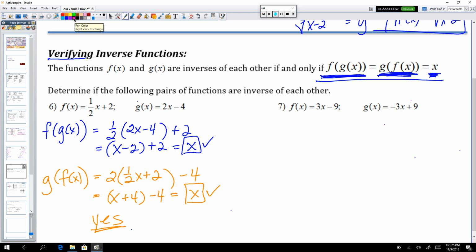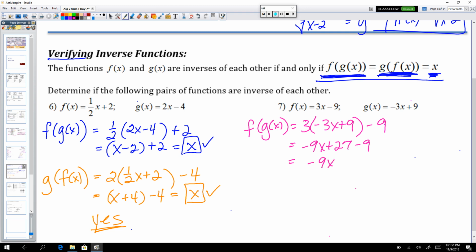My first step on 7 will be f of g of x. f of g of x means I put my input into the parentheses, and my input in this case is negative 3x plus 9. I'll distribute the 3, and I'll combine like terms. f of g of x can only be simplified down to negative 9x plus 18. That is clearly not x.